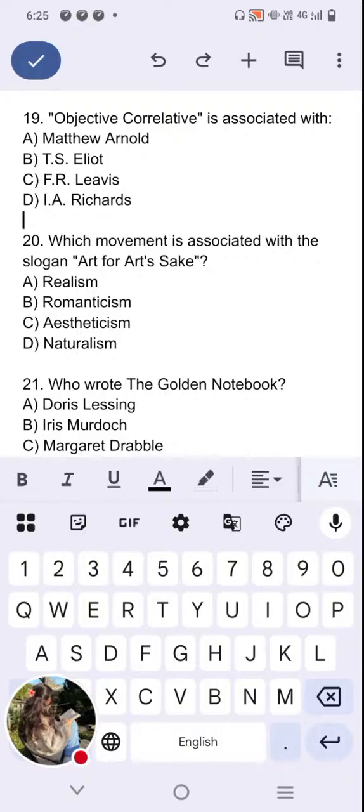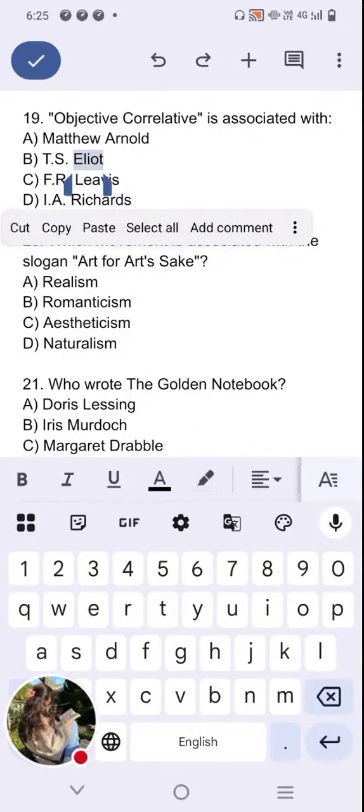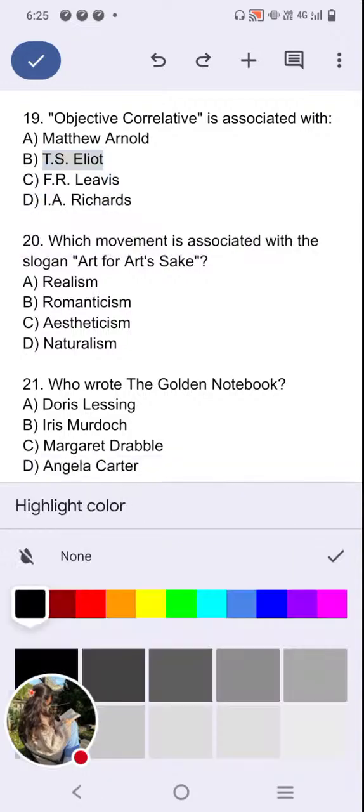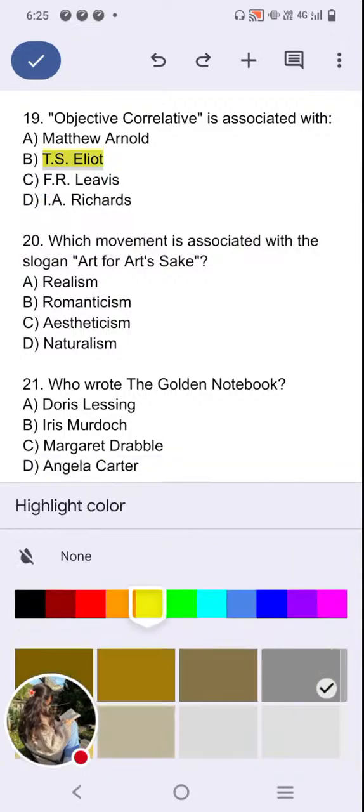Objective correlative. This is a concept that we can see in a particular work called Hamlet and His Problems, published in 1919, where the writer calls Hamlet an artistic failure. We have already dealt with this question. Something related to the previous question, it's T.S. Eliot. He coined objective correlative.